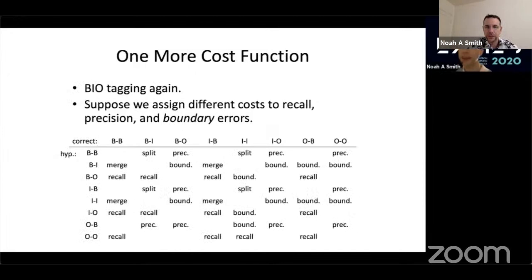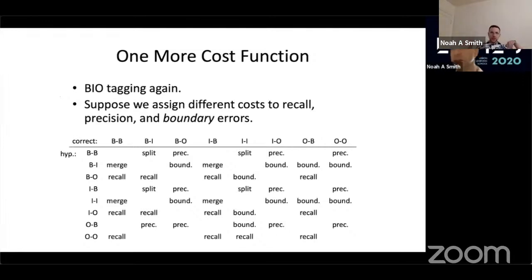To make that concrete, suppose that we have a different cost for a recall error versus a precision error versus a boundary error, where I choose the wrong beginning or ending point for a particular named entity. Here I've written out a confusion matrix of all the BIO sequence pairs, or bigrams of labels, that are possible. There are 8 possible ones.